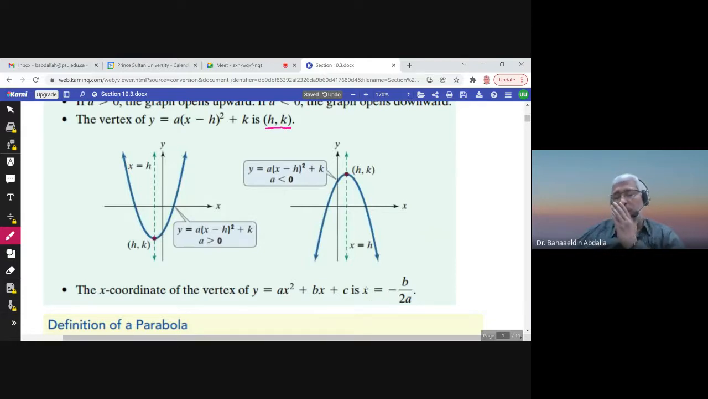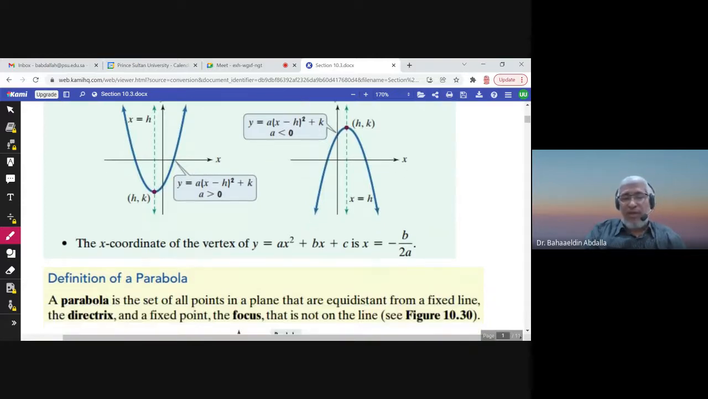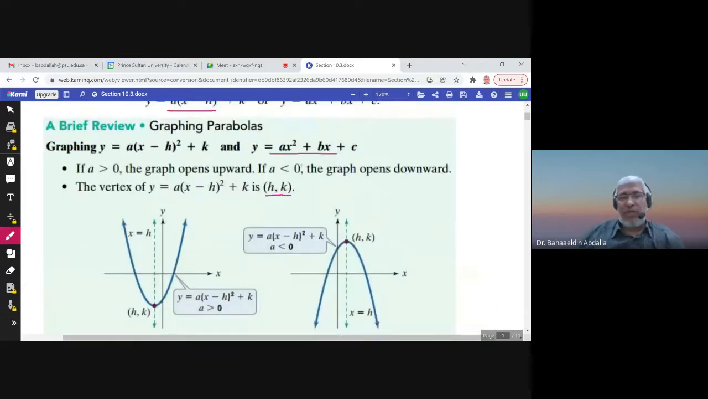h, which is the x-coordinate of the vertex, is negative b over 2a. And we can find k by finding f of h, by replacing x by h and finding y, which is k. So we can find the vertex even if the equation is written in this form.